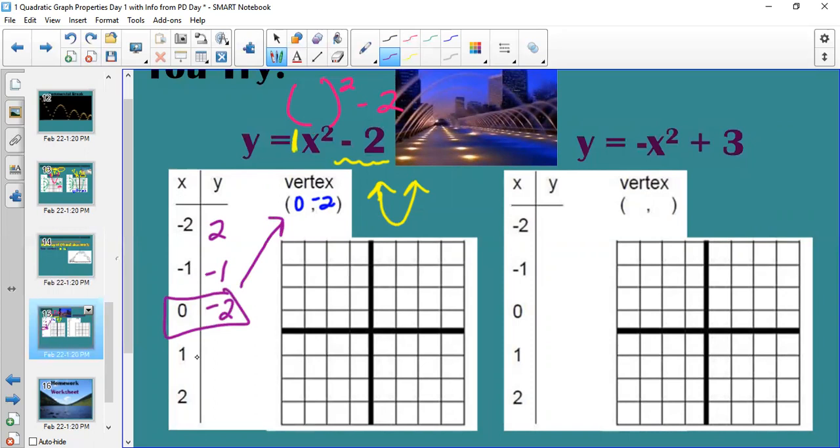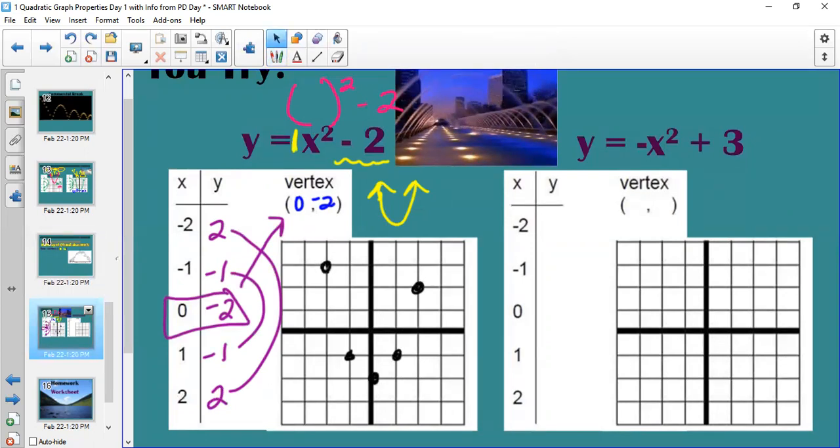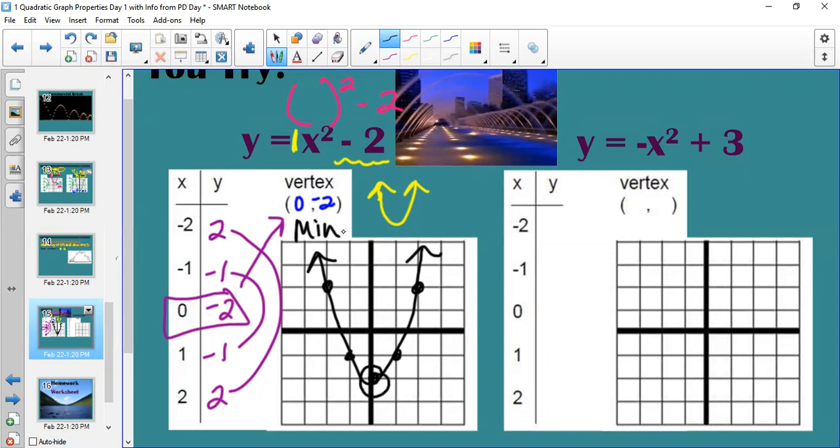If I plug in 1, 1 squared is 1. Minus 2 is -1. 2 squared is 4. 4 minus 2 is 2. Again, we see our rainbow pattern. All right, so our graph should look left 2, up 2, left 1, down 2, right 1, down 1, and right 2, up 2. Oh, I didn't graph my first point right. That should have been right there. And connect our points to make our smiley parabola, or right side up parabola. And in case you're wondering, our vertex here was a minimum. It was the lowest point on our graph.